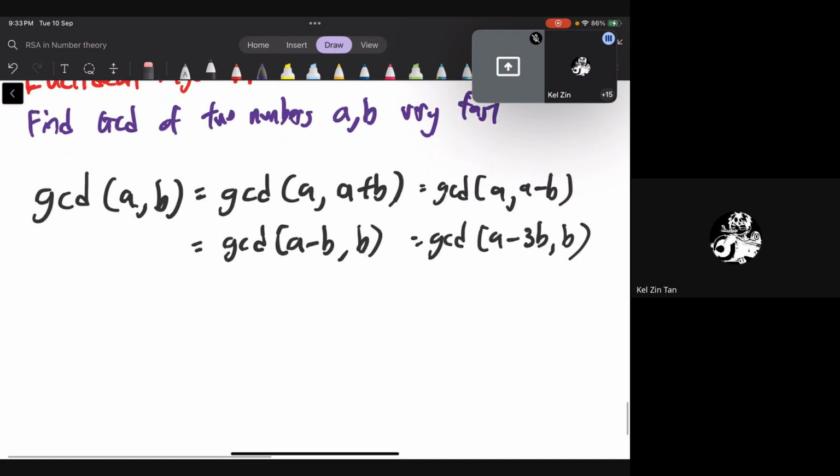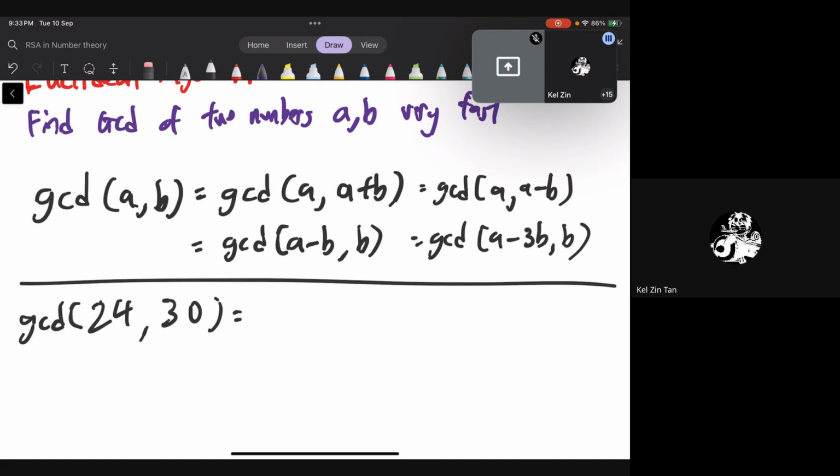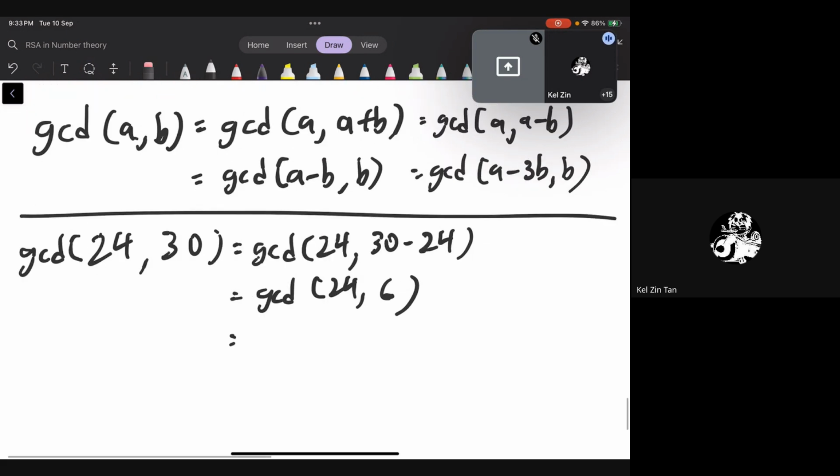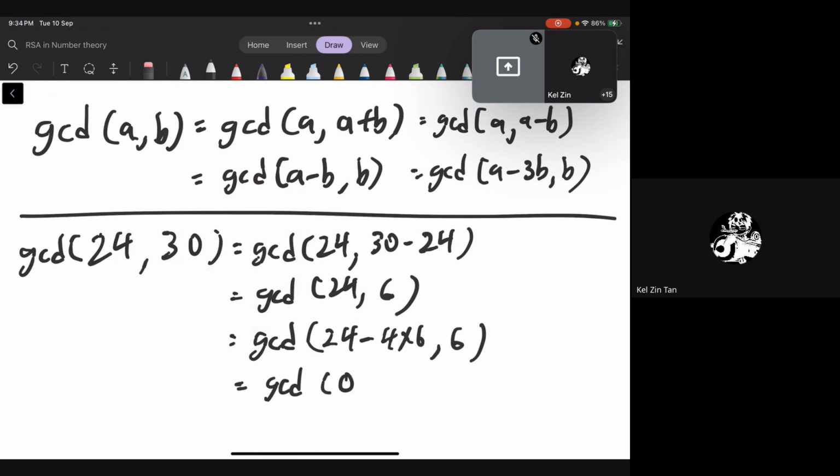So we can illustrate this with an example. Let's say I want to look at 24 and 30. If the above is true, then the GCD of 24 and 30 is also equal to GCD of 24 and 30 minus 24, which is 24 and 6. And then you can repeat it again. You subtract 4 times 6 from 24, so what do you get? You get 0. And the GCD of 0 with anything will become the original number. So this is equal to 6.